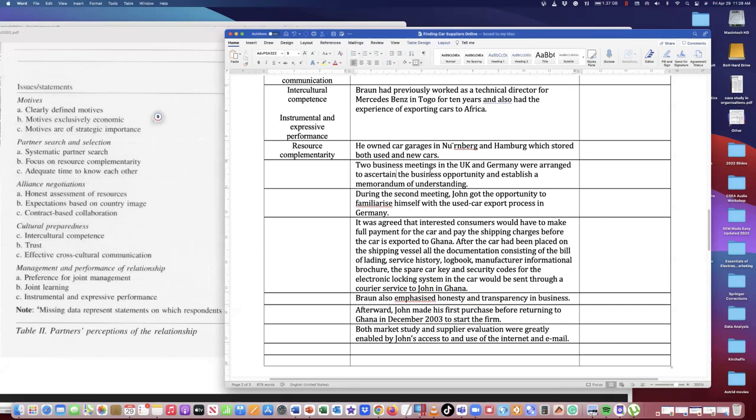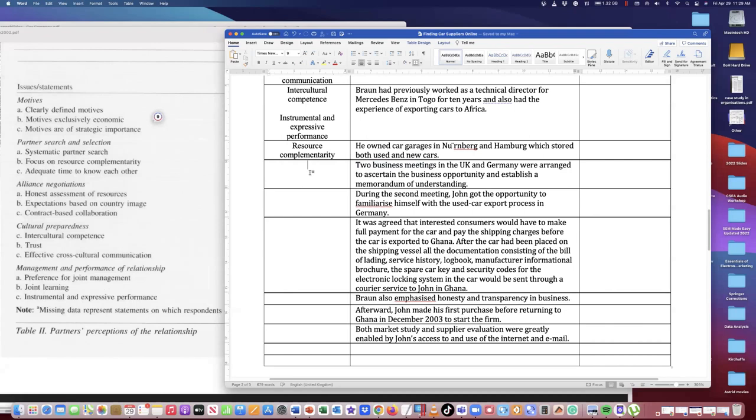Two business meetings were arranged to ascertain the business opportunity and establish a memorandum of understanding. Preference for joint management. And then trust, contract. No, the trust has not taken place. Look at the two business meetings. This is the motive. Motive of strategic importance is joint. Joint learning is what happened at the meeting. Contract-based collaboration: the contract has not been signed, though. It's not about time again. Adequate time to know each other.